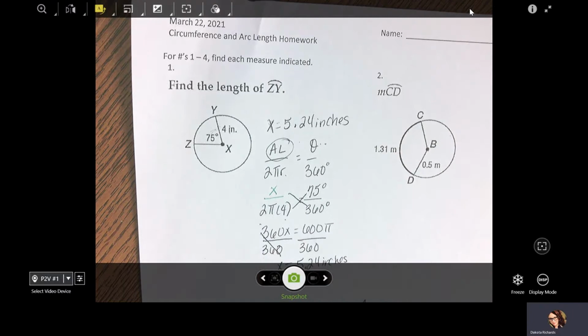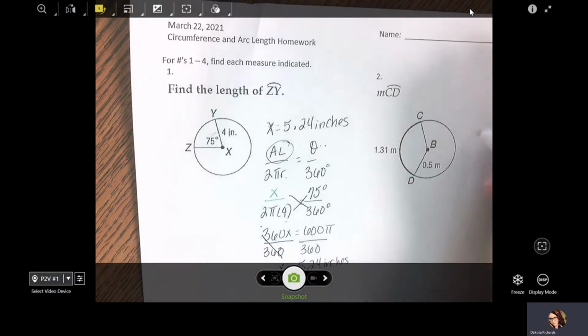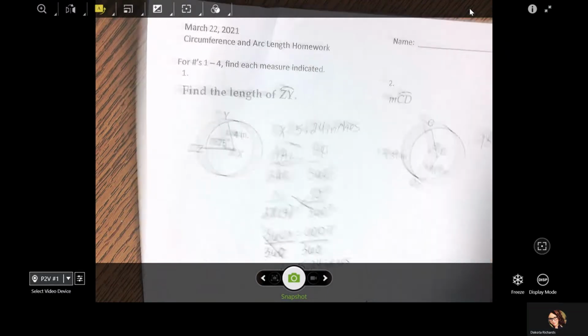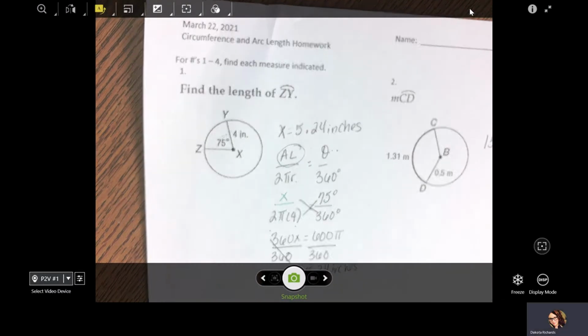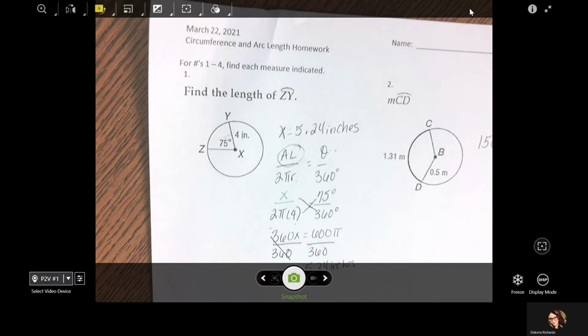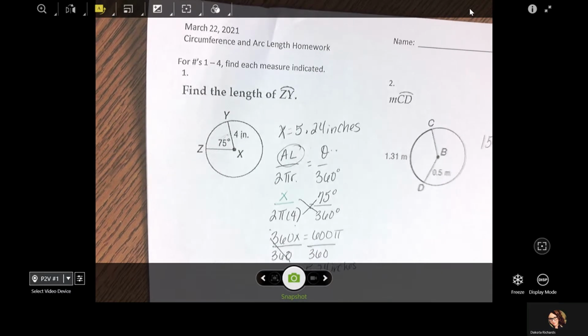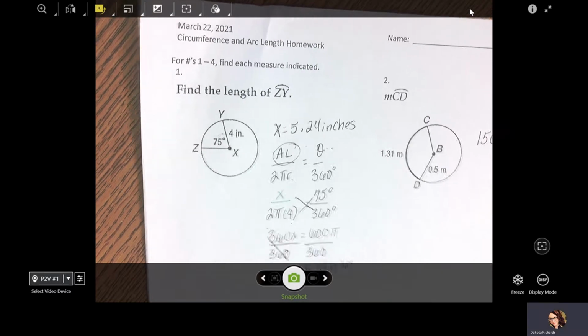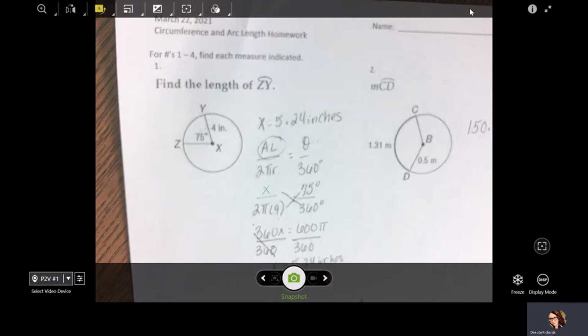What about number 2? You should have gotten 150.1 degrees. Do I need to go over that one? Okay, I'm seeing a few yeses, a few nos. Let's go over it just to make sure.